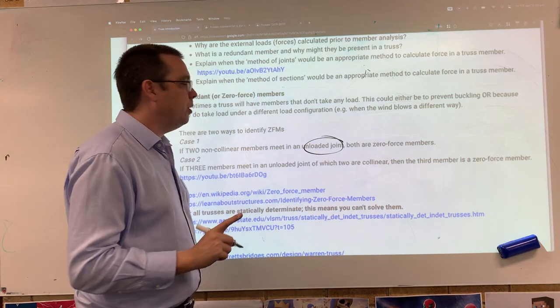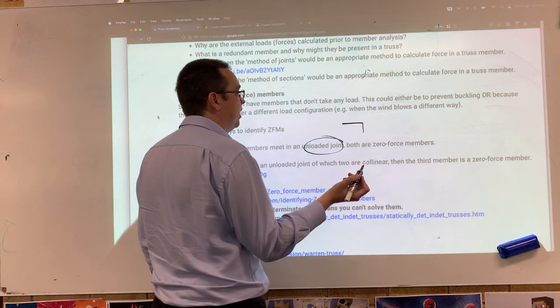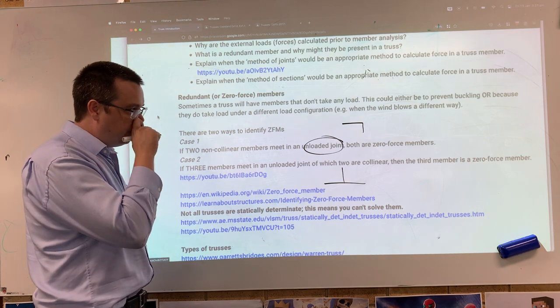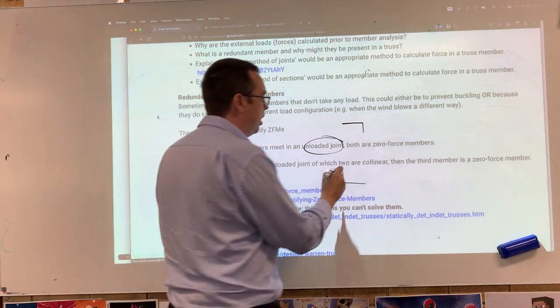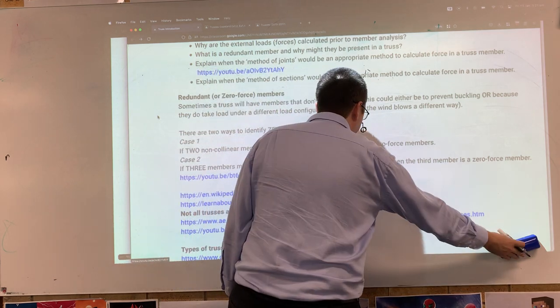If there's two members, they have to be non-collinear. If there's three, I always think of straight line angles, right? The mathematical proof that we use, straight line angles. This one will be zero, those two will be zero. That's how we talk about zero force members.